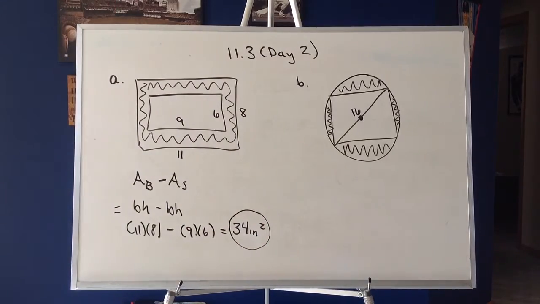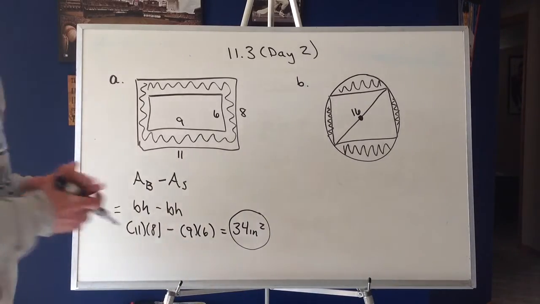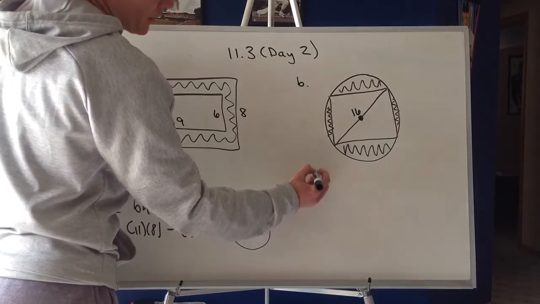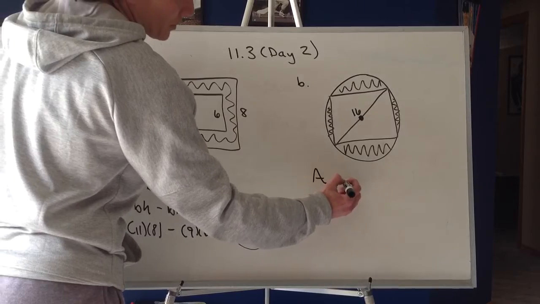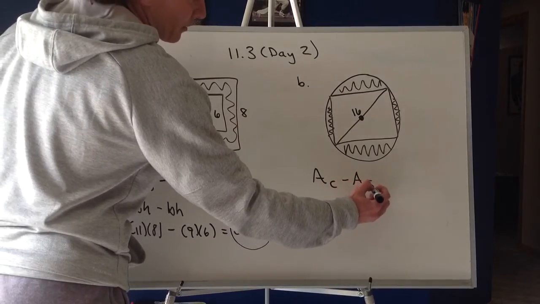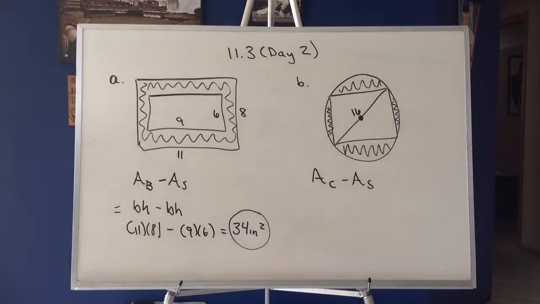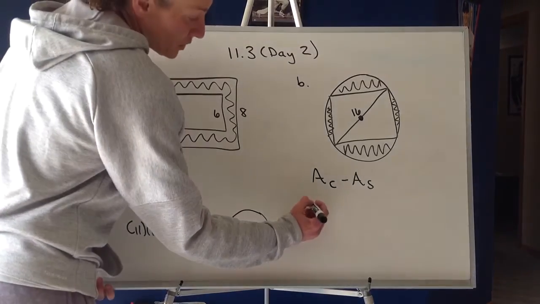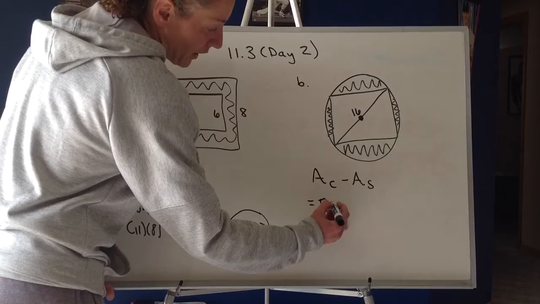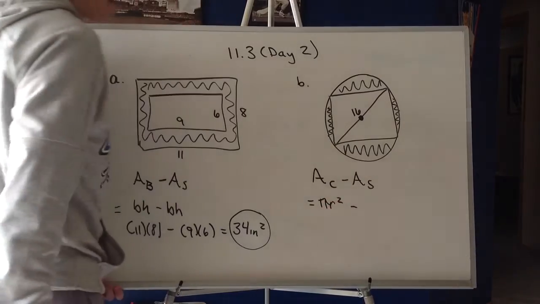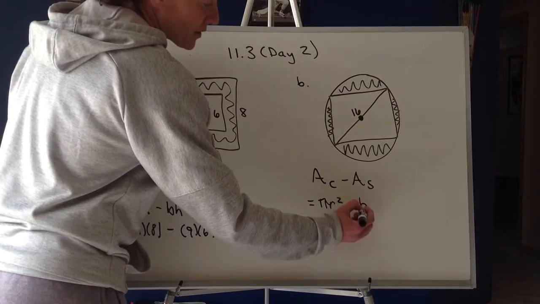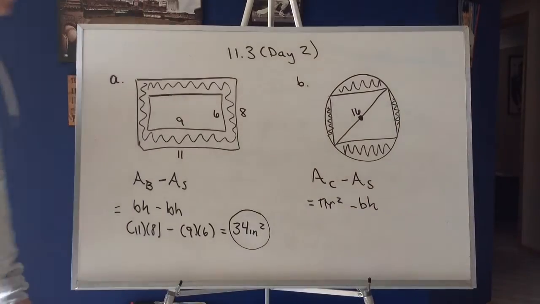Again, we're going to take big shape minus little shape. We'll do the same thing over here. This time the circle's the big one. So I'm going to take the area of my circle minus the area of my square, because he's the little guy on the inside. The area of a circle is one we just worked on. That's going to be pi r squared. The area of a square is just base times height.